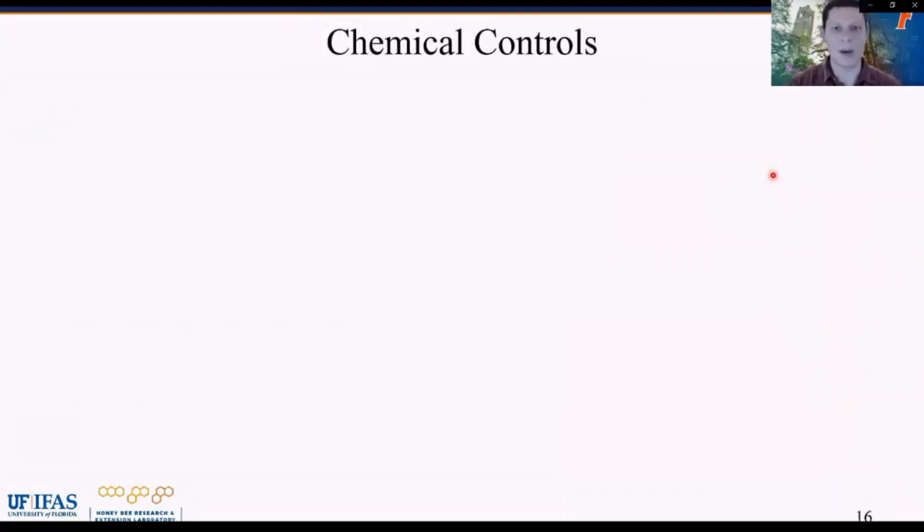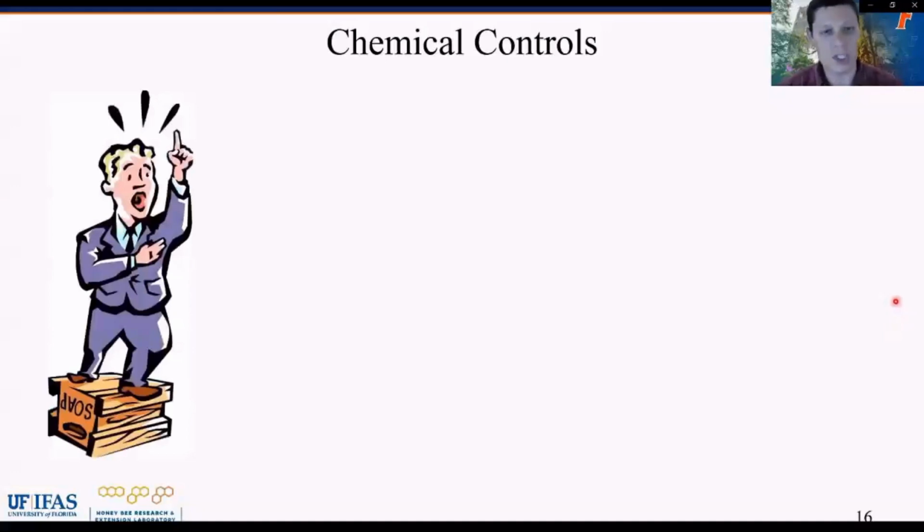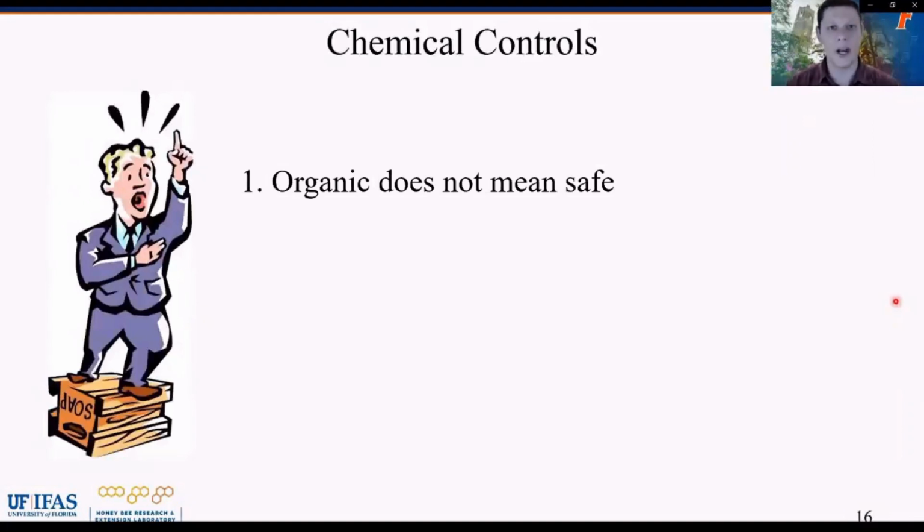Now, while we start talking about chemical controls, I need to get up on my soapbox for just a minute, if you'll allow me. The very first thing that I need everybody to understand is that just because a chemical is organic does not make it safe. That's very much a naturalistic fallacy. I'm going to tell you a little bit about oxalic acid, which is a natural chemical, but it can be quite harsh, not just for the bees, but for you as the applicator as well, if you're not doing things properly. So you need to drop that.